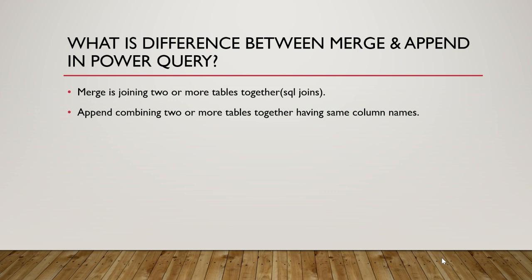So next comes the difference between merge and append in Power Query. Merge is like joining two or more tables together, like we have in SQL joins, right? And append is like combining two or more tables together having the same column names. So the columns will not increase, but the number of rows will increase. While on merge, what will happen is the columns will increase, but the rows will actually not increase.